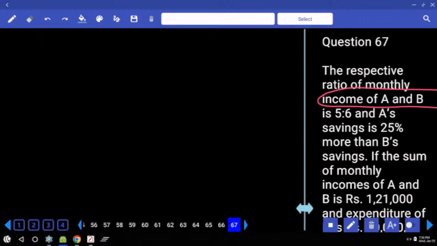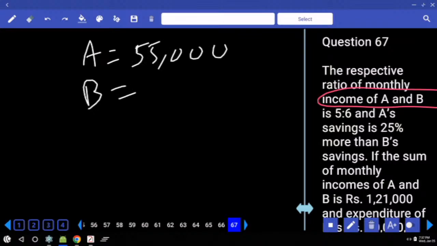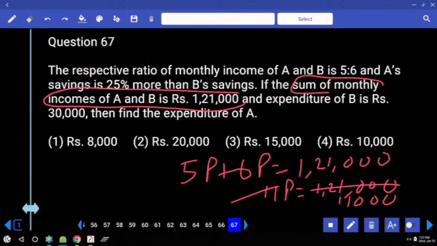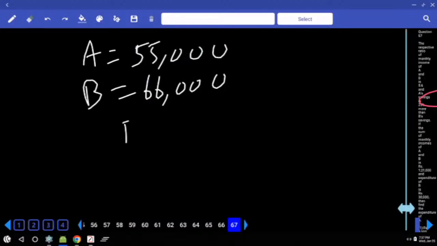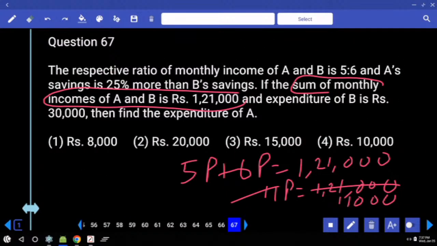So A's income is 5 parts, that is 55,000. B's income is what? 66,000. We are clear with this now. Now what he is saying is, if the expenditure of B is 30,000, the expenditure of B is how much? 36,000. Yes or no? Now we all know what he is asking in the question: find the expenditure of A. Now he has given one more data: A's savings is 25% more than B's savings.